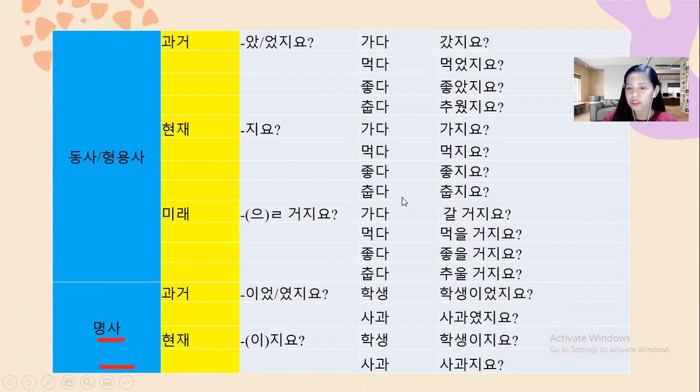Isn't it cold? Okay. 춥지요? Right. Now, for the future tense, we just need to attach again 지요. So, for example, in 아요/어요 form, the future tense for 가다 is 갈 거예요. So, instead of using the 예요, we will be attaching 지요. So, for example, 갈 거지요.